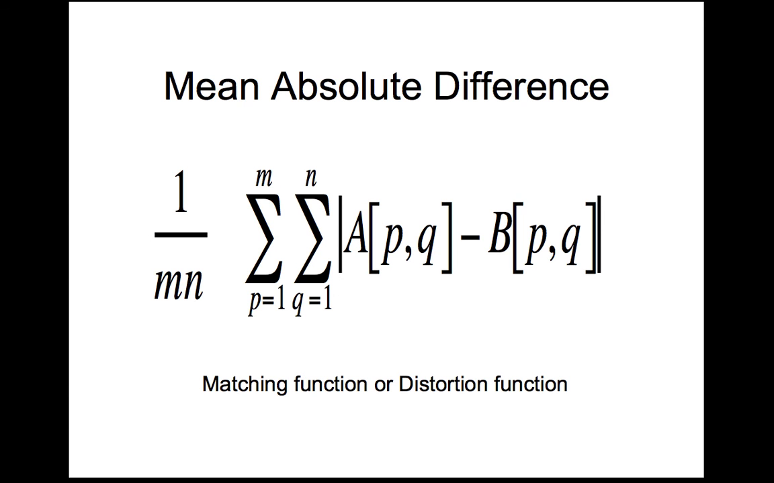So we go from Q1, Q goes from 1 to N, P goes from 1 to M. We just sum up the differences between them, and we divide that by the number of things there. That's all that says. I think it's easier to understand as an algorithm than as an equation. That's the mean absolute difference. You take the difference between the pixels, take the absolute value, and get the average of those.